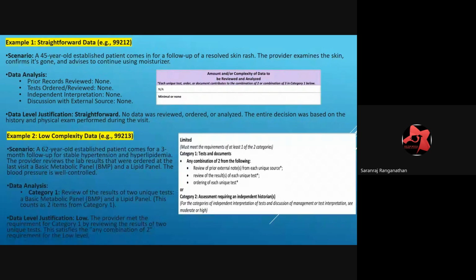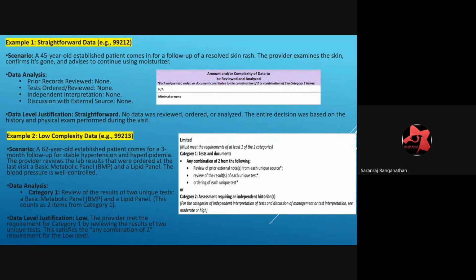The second one is limited, which we call low complexity data. Here the interesting part is we have rules for data, starting from limited to moderate, then to the high level. We have a rule for each level, and in each level we have different categories. For the categories also we have rules. Limited must meet requirements of at least one of the two categories, which means there will be two categories in the limited, which means low level in the data. Out of two categories, it has to meet one category. That is the rule for that level.